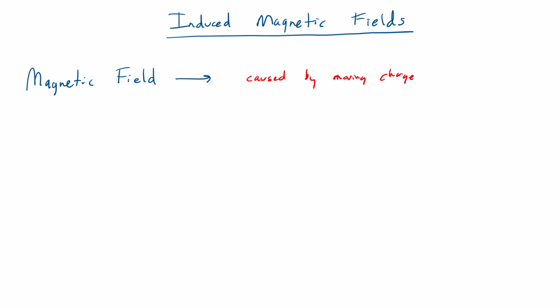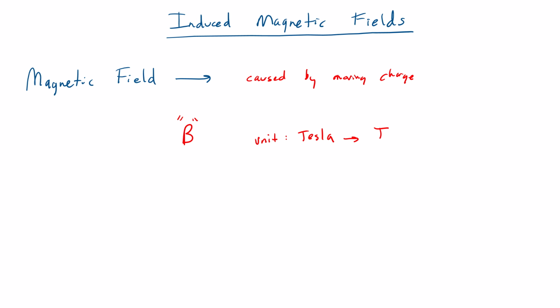We are going to represent magnetic fields with the variable B, and the unit for magnetic fields is the Tesla, which is represented by capital T. There's a series of rules that we're going to talk about that help us understand and remember when and where and how induced magnetic fields work based on moving charge.